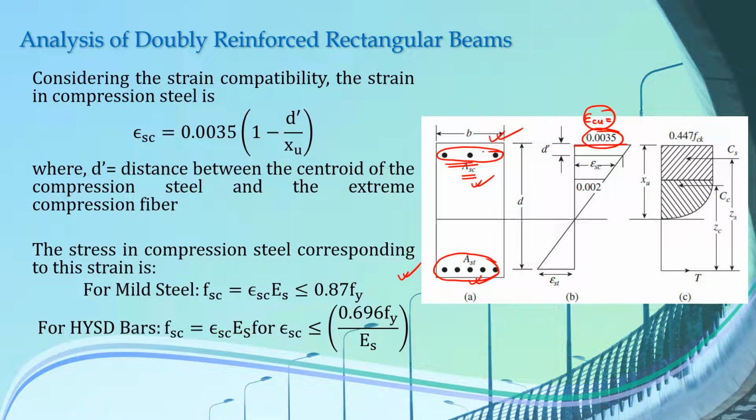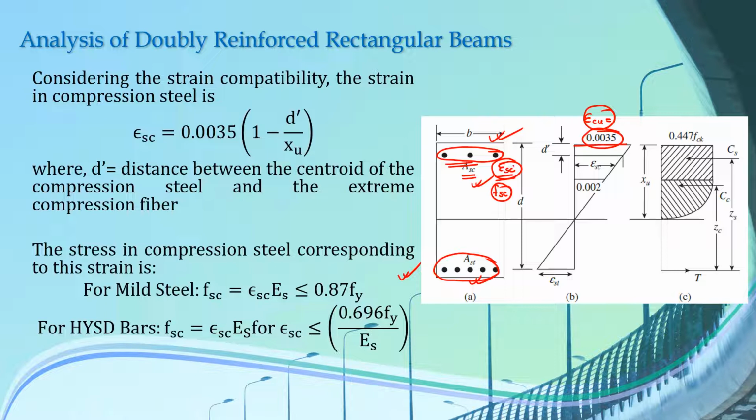So we have to find the level of strain, which is represented as epsilon SC. Epsilon S means the steel and C means the compression. So epsilon SC is the strain of steel in this compression zone, and we have to determine this epsilon SC during the analysis of doubly reinforced rectangular beams. Also, after determining epsilon SC, we can find FSC. FSC is the stress level in this compression steel. So epsilon SC is the strain and FSC is the stress.